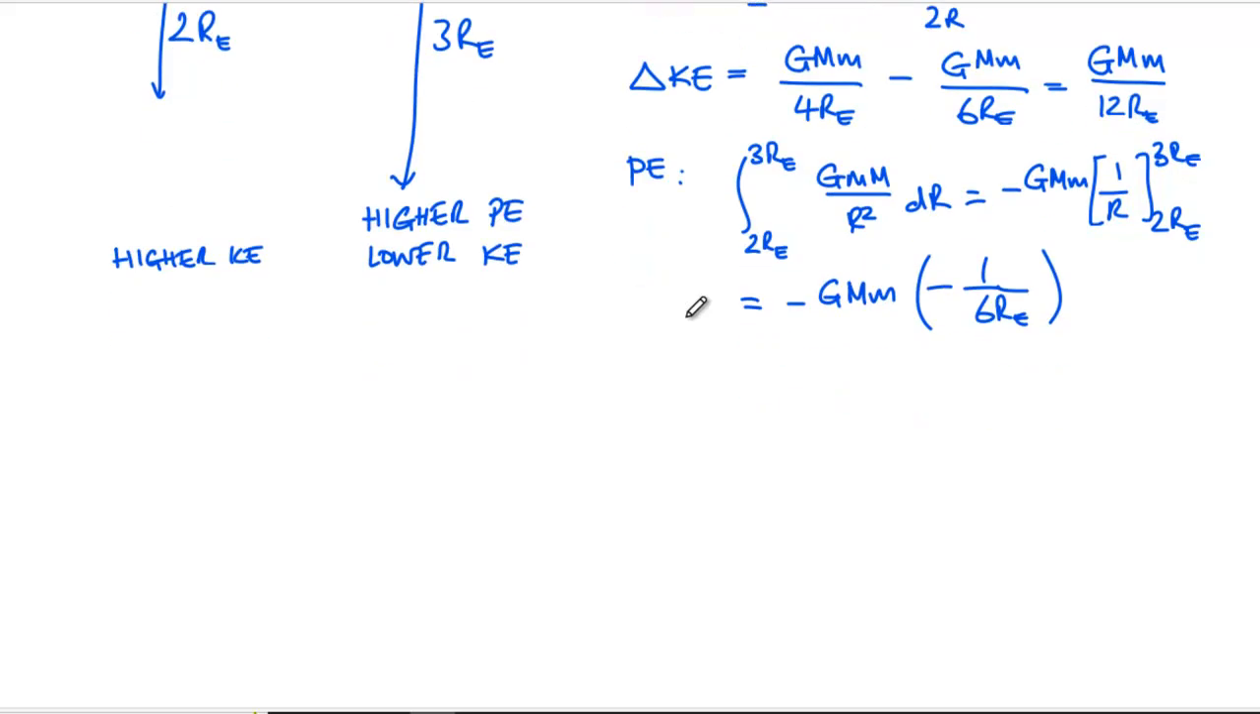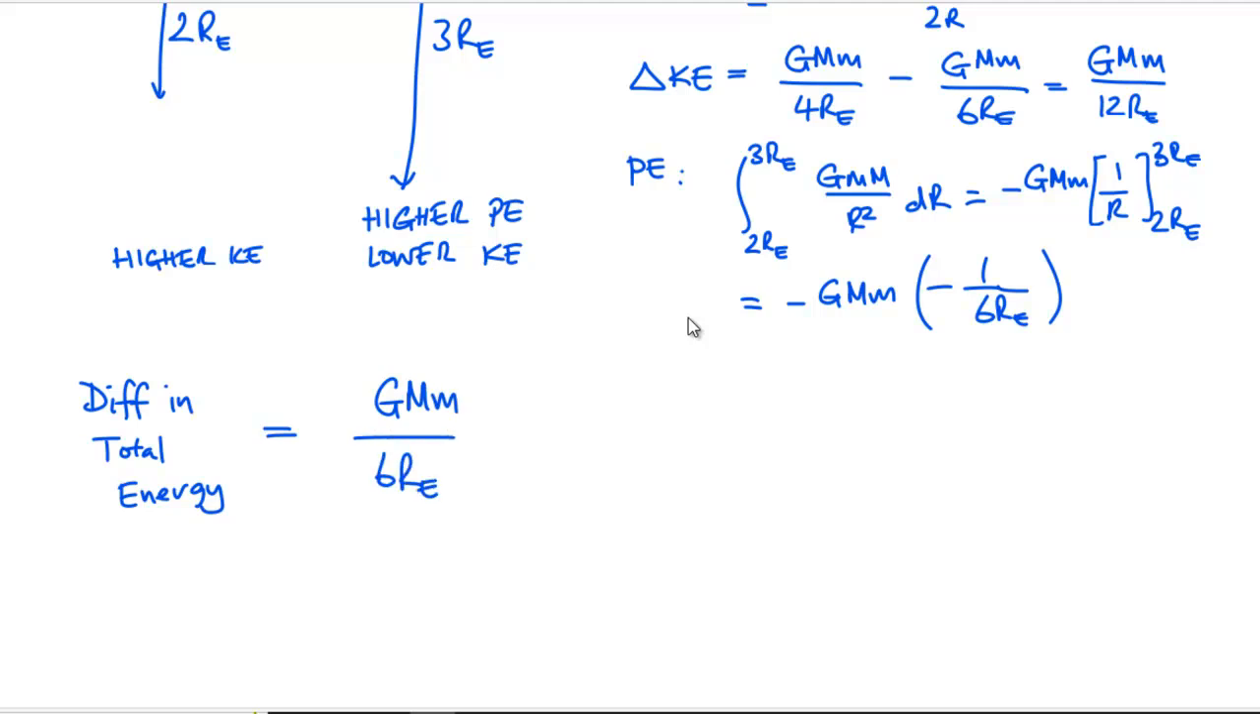So the total difference that we've got, how have they phrased it? The difference in total energy. Okay, so let's actually write that out then. Difference in total energy is going to be equal to, so here we've got GMm over 6Re. So that was the gain in energy moving from the 2Re orbit to the 3Re orbit.